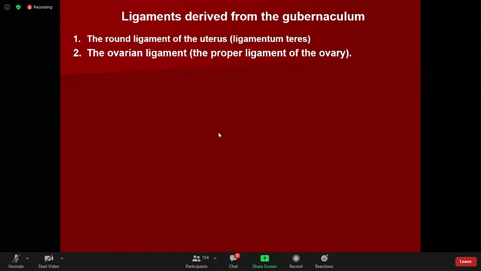Now, ligaments derived from the gubernaculum. What is the gubernaculum? What is it?